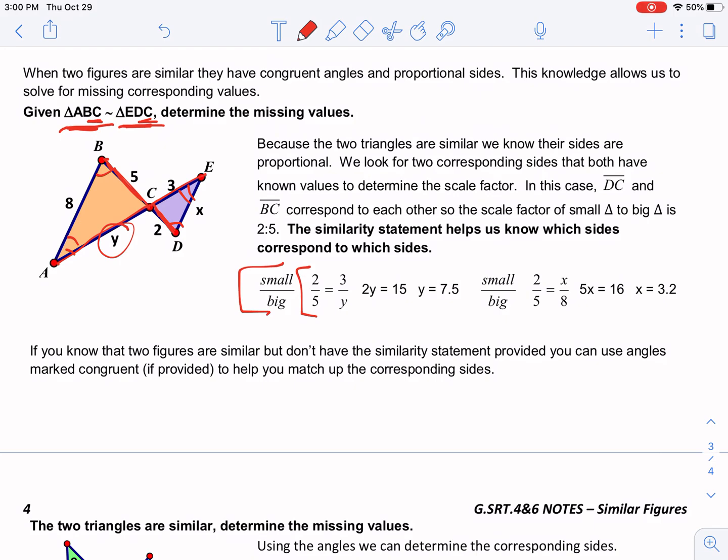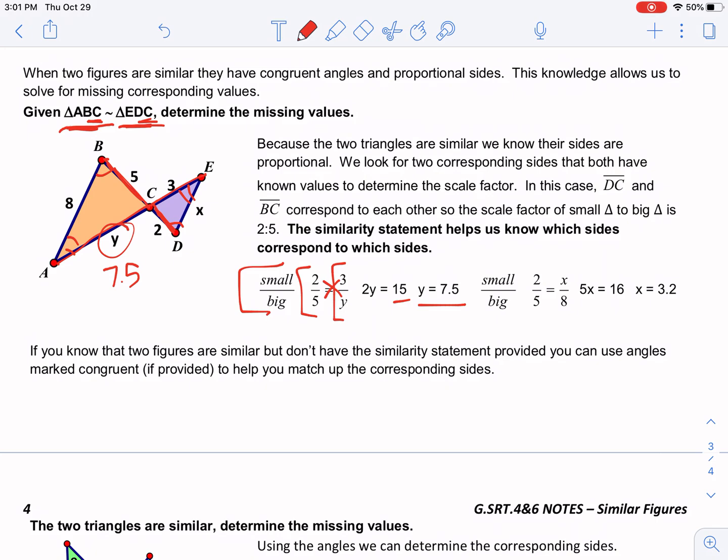So 3 corresponds with y. So we have the smaller side 3 over the larger side y. Just make sure if you're doing small and big, you maintain that, small over big. So in this case, do I have my ratio set up? So now we're just cross multiplying. 5 times 3 is 15. 2 times y is 2y. If I divide by 2, then I get y is 7.5. So we can find a missing side length using proportionality.